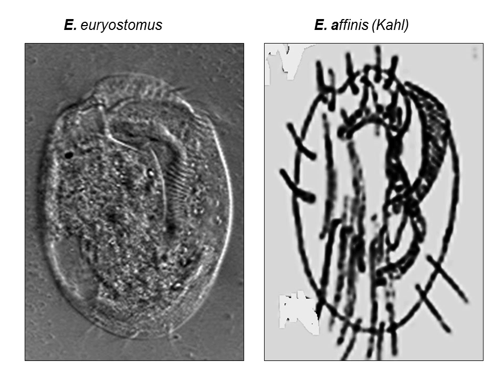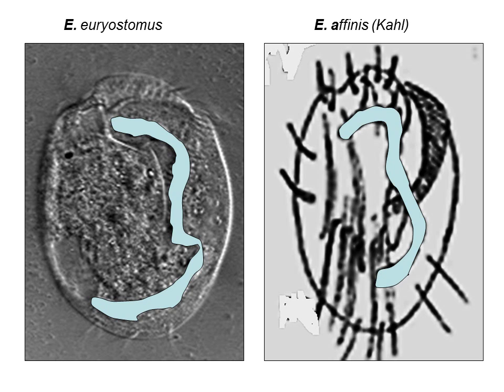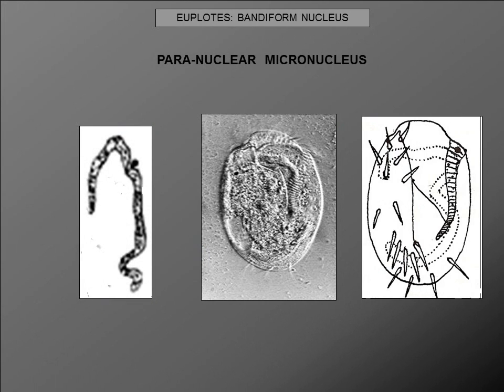This form of the nucleus of Euplotes is not limited to the species eurystomus, and as can be seen here in the diagram from Kahl, it is also seen in the species affinis. Although it is not always visible, Euplotes has a micronucleus, which is usually closely applied to the nucleus. It takes the form of a large, dark staining, dot-like structure.